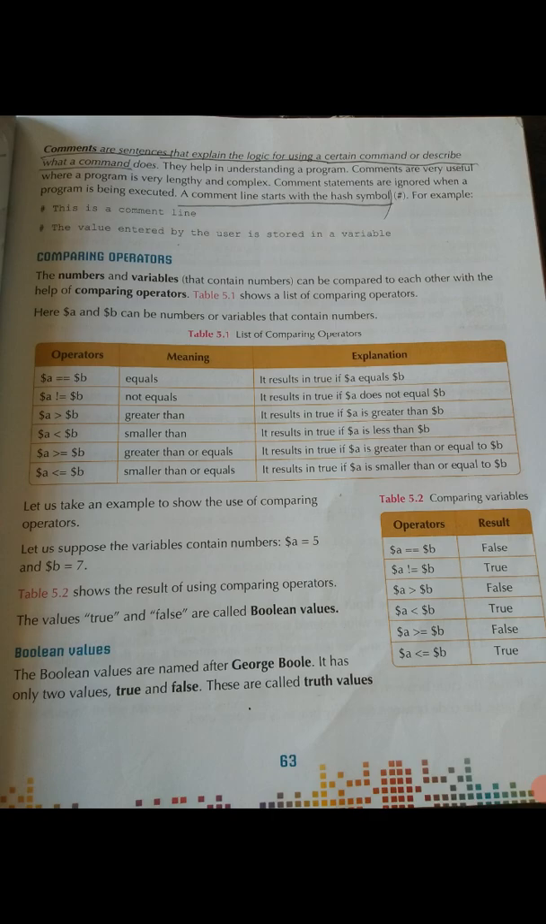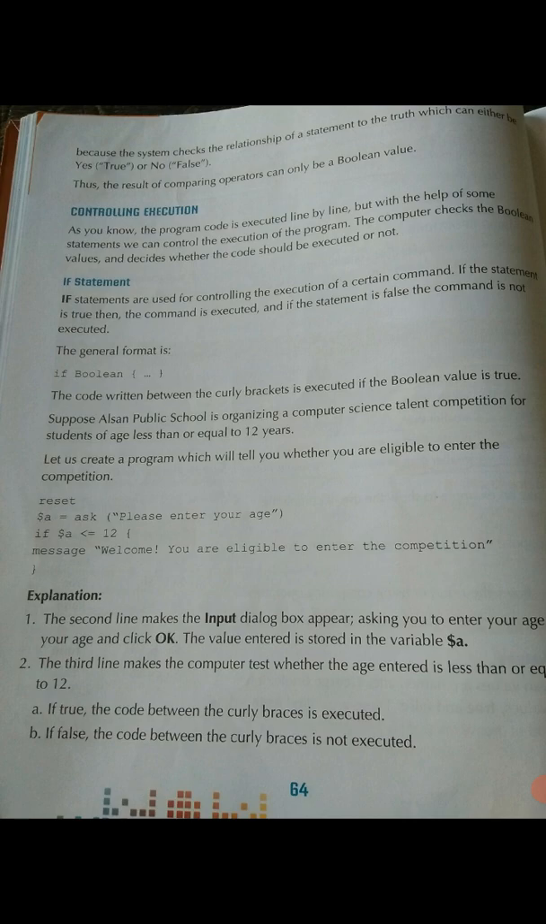Okay. The system takes the relationship of a statement to the truth, which can be either yes or no, either true or false. Thus, the result of comparing operators can only be a Boolean value. Now, how can you control the execution of your program? As you know, the program code is executed line by line, but with the help of some statements, we can control the execution of the program. The computer takes the Boolean value and decides whether the code should be executed or not.